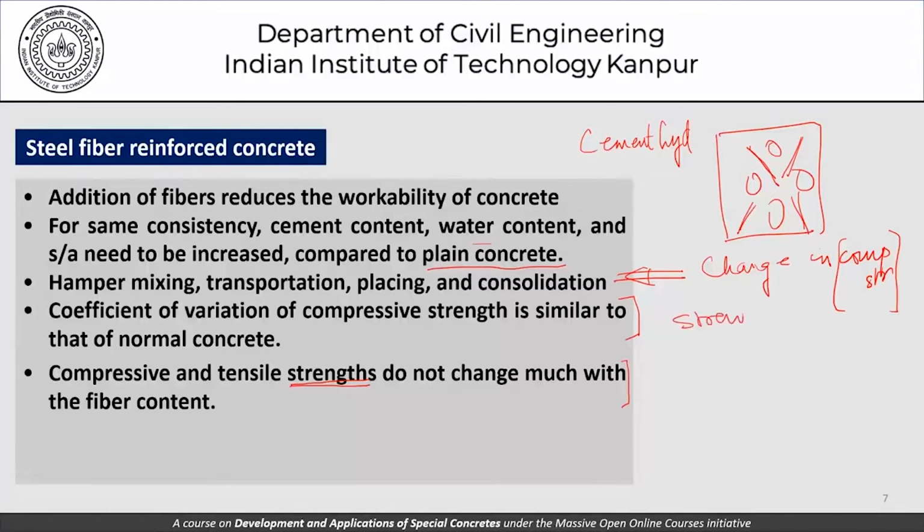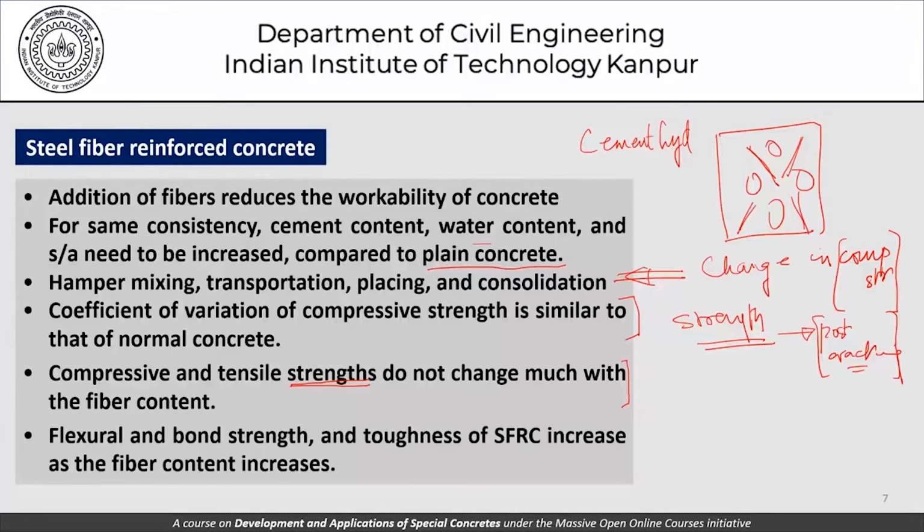We've talked about it before. The strength may still be the same, but the post-cracking behavior could be very different. So the post-cracking behavior is not represented by the parameter strength. The post-cracking behavior will be viewed separately and evaluated separately as far as fiber reinforced concretes are concerned. But the strength per se, we don't expect much changes in the compressive and tensile strengths. Flexural and bond strength and toughness of SFRC increases as the fiber content increases. This is something which we have been discussing in different ways throughout this slide.